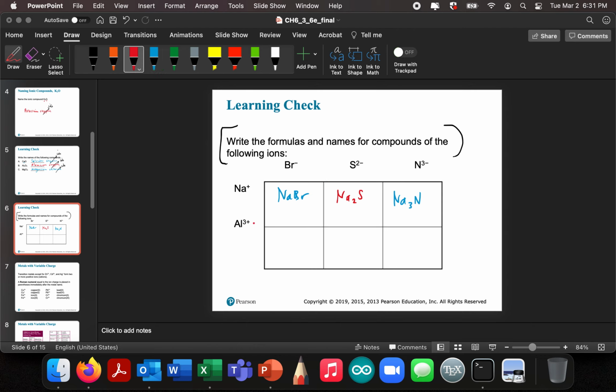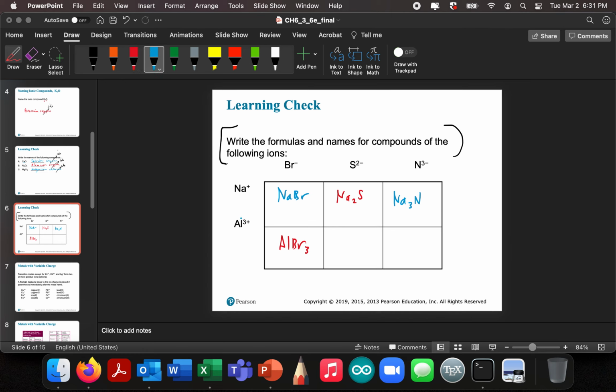All right, let's come down here. Aluminum is 3 plus, and bromine is minus 1. So it's going to take 3 bromides to account for the plus 3 aluminum. And there it is, that's aluminum bromide.